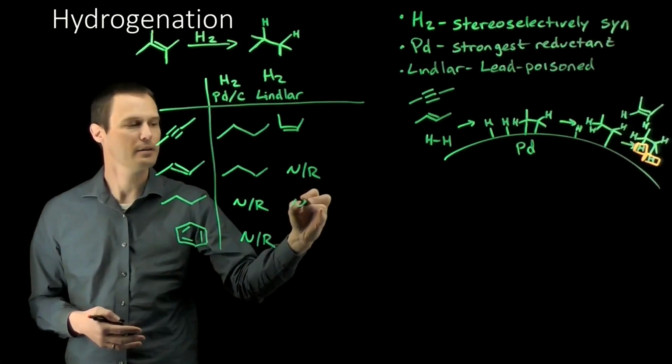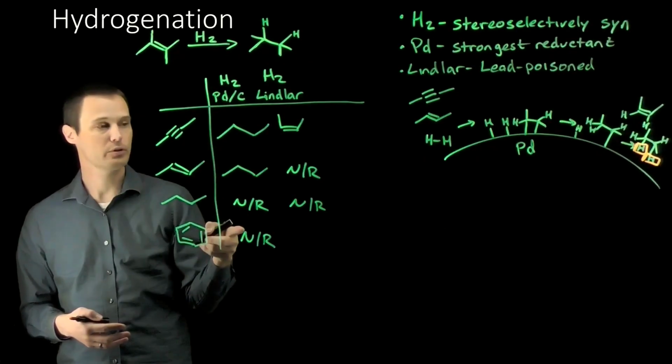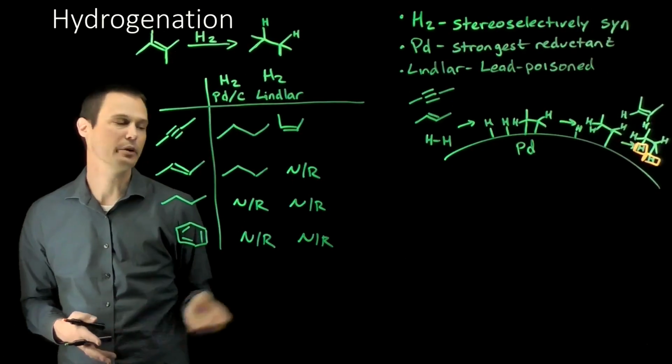Again, the alkane has no pi bonds to begin with. The benzene ring was not reactive enough to react with our strongest catalyst, so it's certainly not going to be reactive enough to react with a poisoned catalyst, and so we get no reaction here as well.